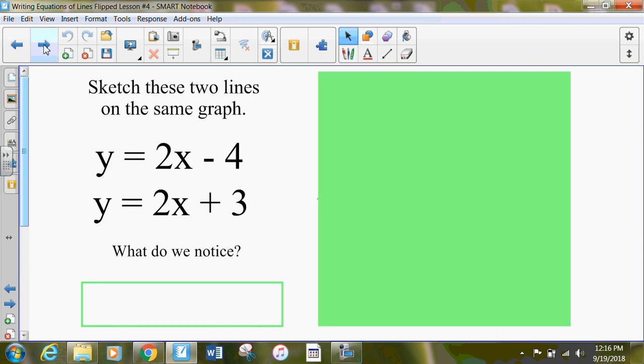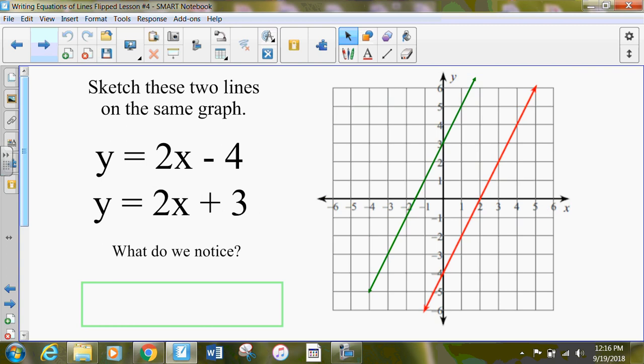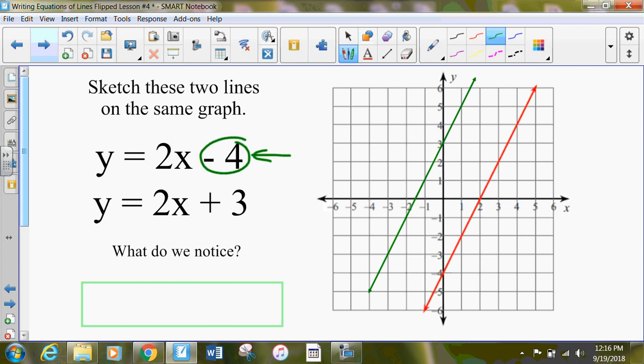All right, so we're being asked to sketch these two lines on the same graph and to see if we notice anything. So I'm going to take my graph. Apparently, I've already graphed them. The red graph is showing this line right here. My y-intercept is -4. My slope is 2, up 2 over 1, up 2 over 1. So that's that line. This equation matches up with this graph.